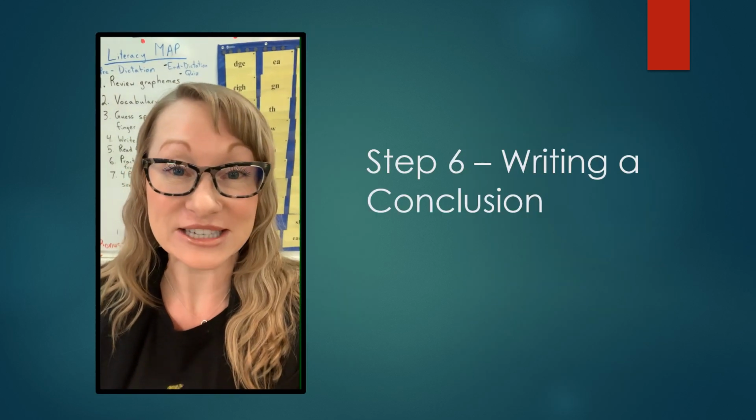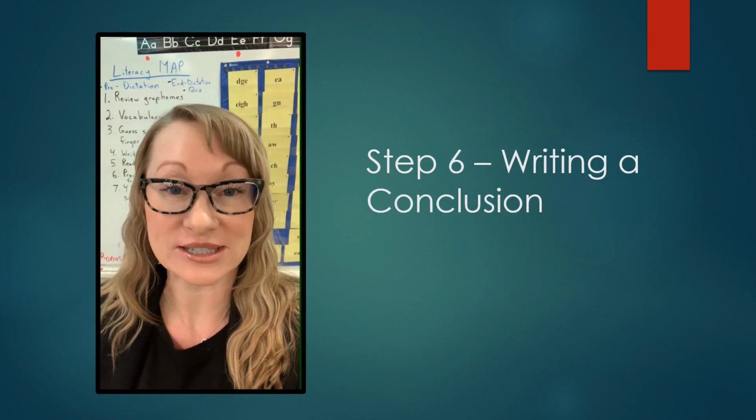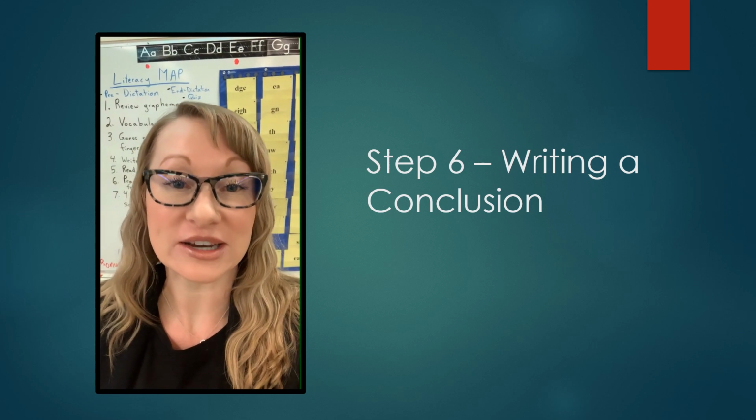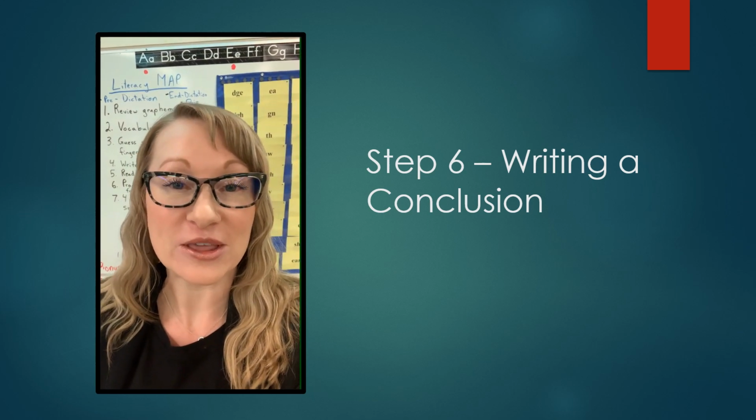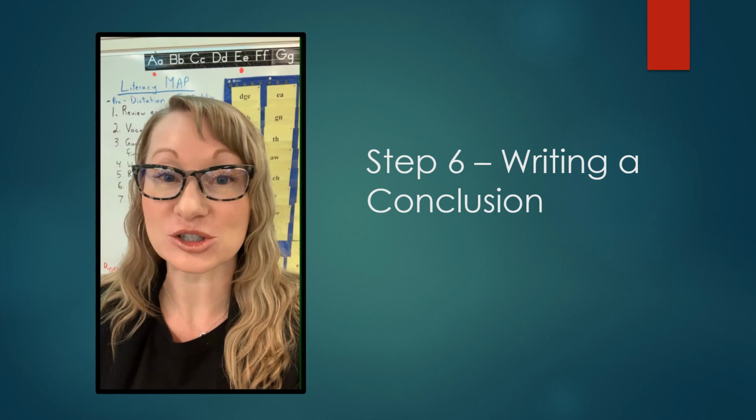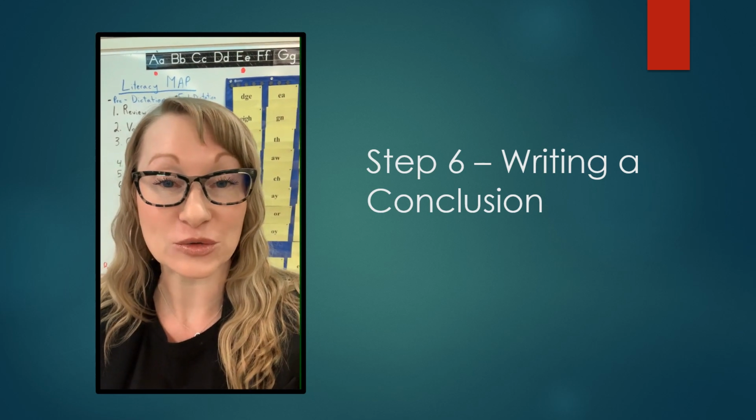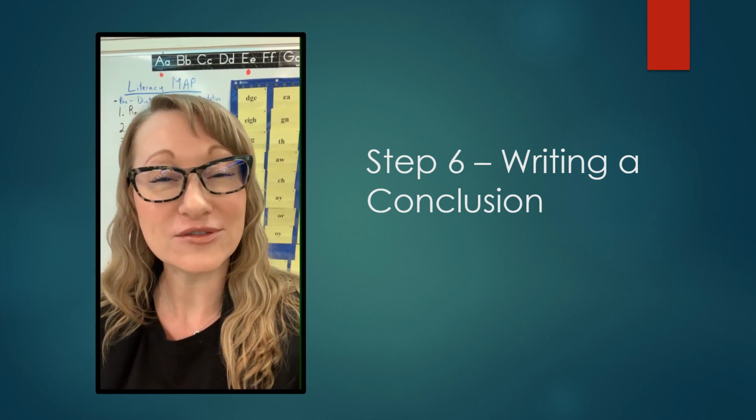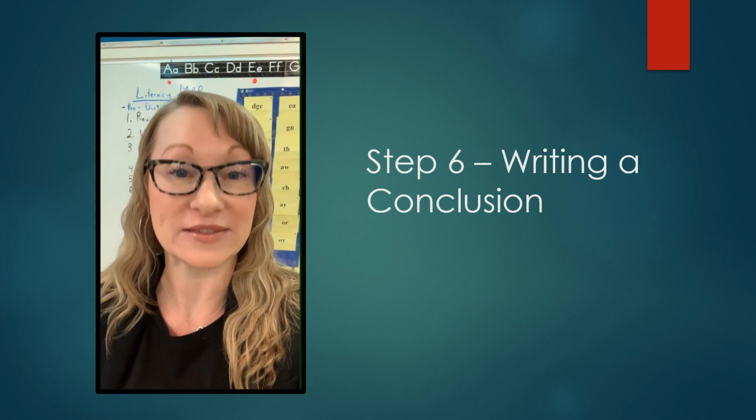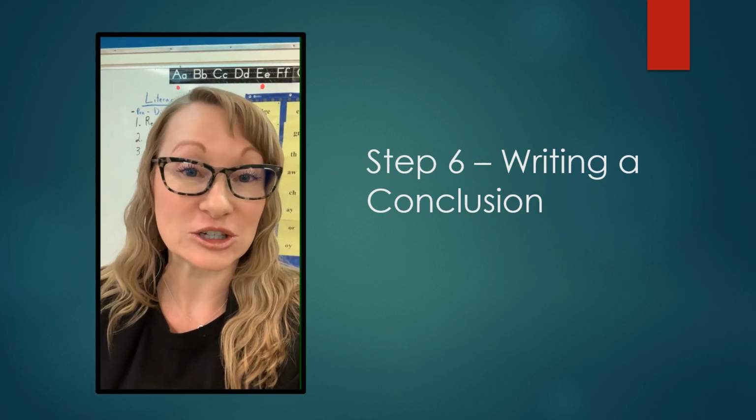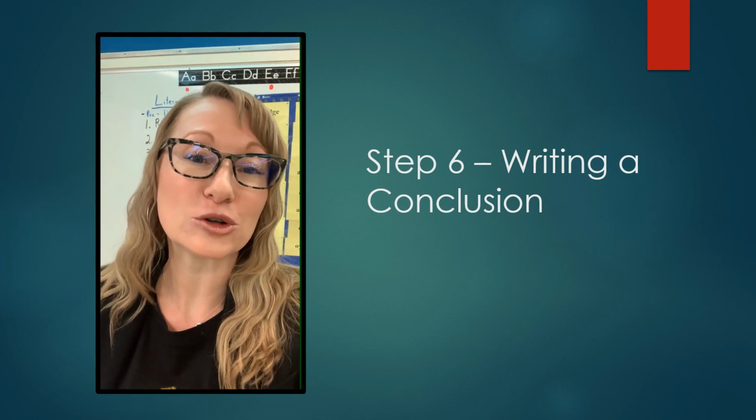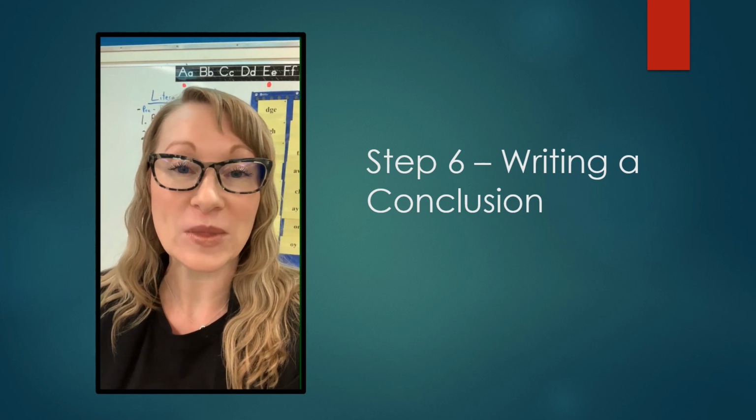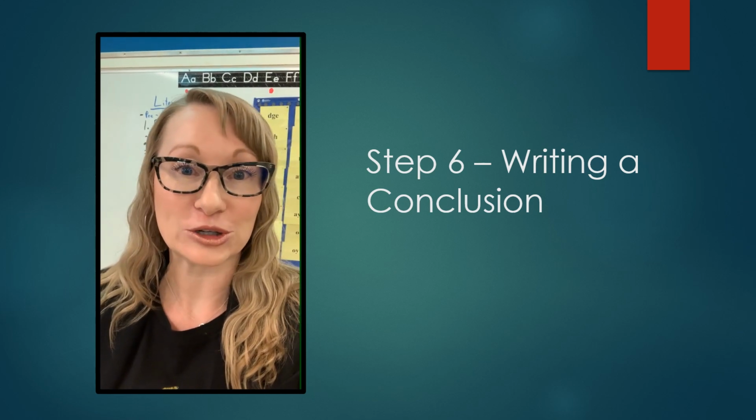Now, the last step in the writing process for this assignment is to write an effective conclusion. The fastest way to do that is just to go to the front of the report, read the introduction, find an interesting way to restate that. Maybe add in an interesting fact, something you've learned through your research about the animal, and wrap up your conclusion.